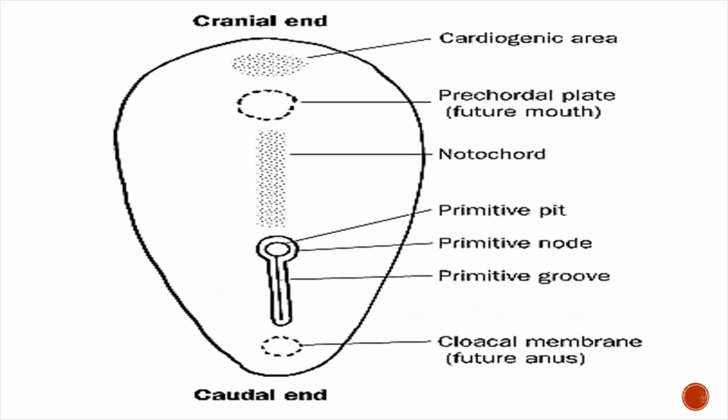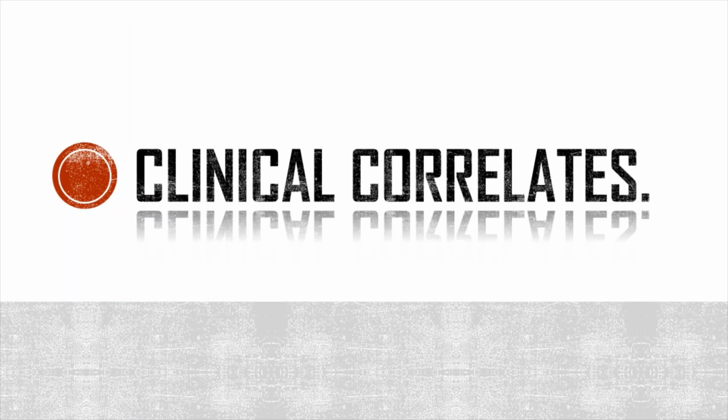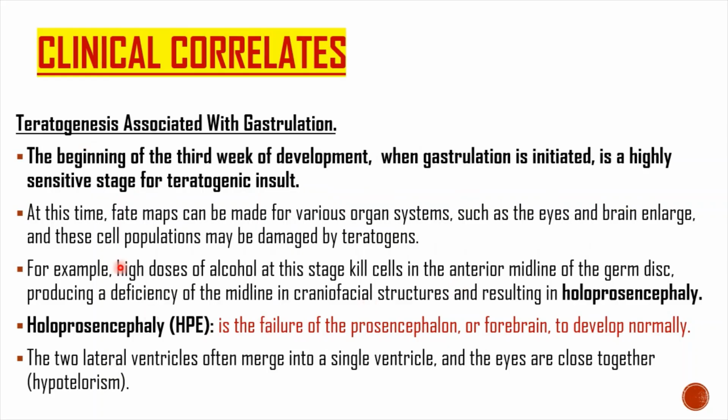All right. Now let's look at the clinical correlates of gastrulation. Teratogenesis associated with gastrulation. What could go wrong if gastrulation doesn't happen properly? Okay. So if gastrulation doesn't happen properly, for example, if the mother is exposed to high doses of alcohol at the stage of gastrulation, it may result in the deficiency of the midline.